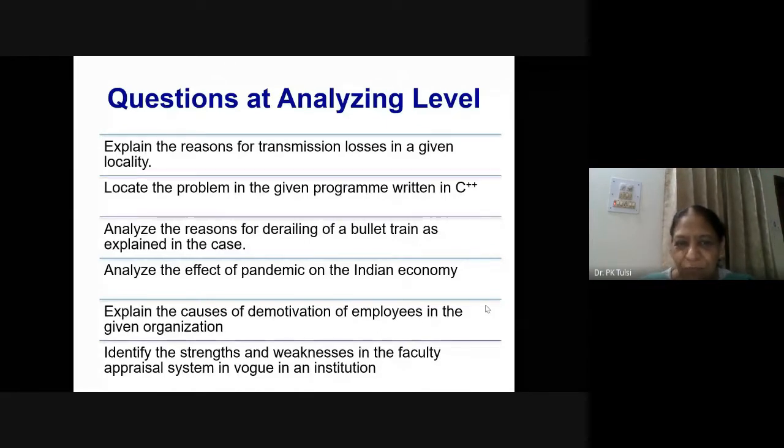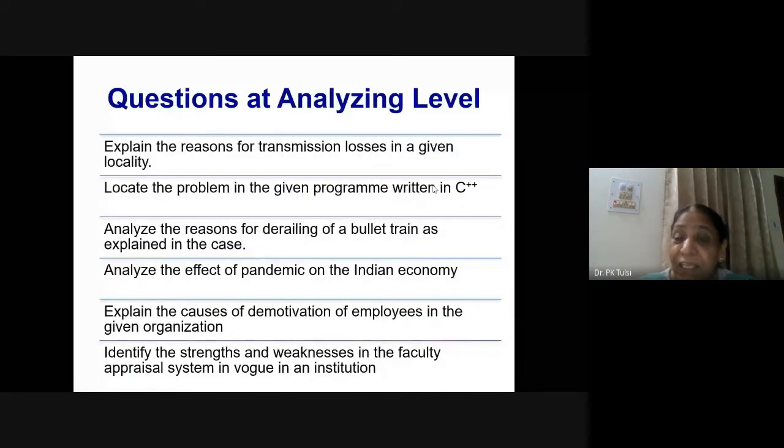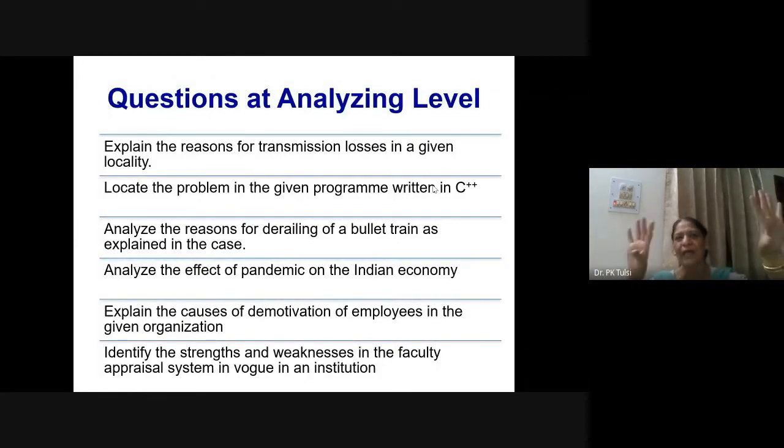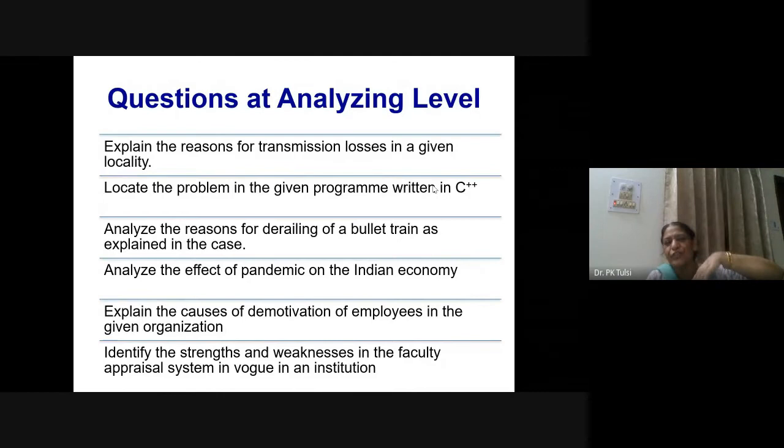So here you can see the first example: explain the reasons for transmission losses in a given locality. Maybe you have given him the total plan and how the electricity is being laid down and used, or you are taking the students to the situation and then they are making their observations and then they are identifying the possible reasons for transmission losses in that particular locality. Or a program written in C: you have given a program, now he goes through each and every part and then finds out the problem.